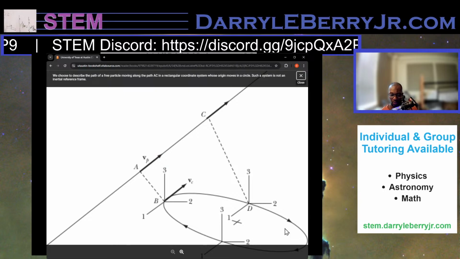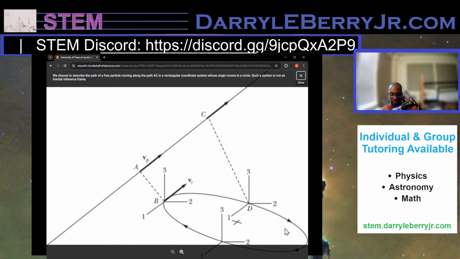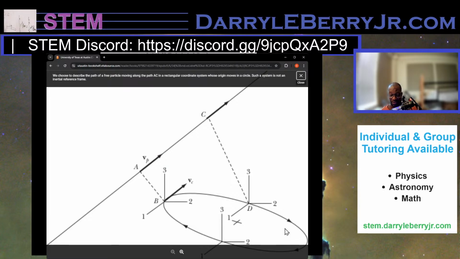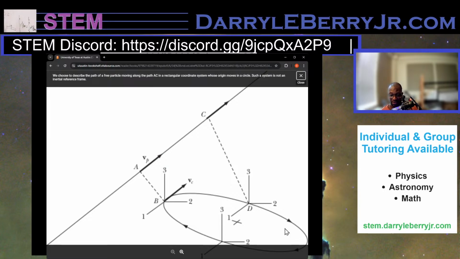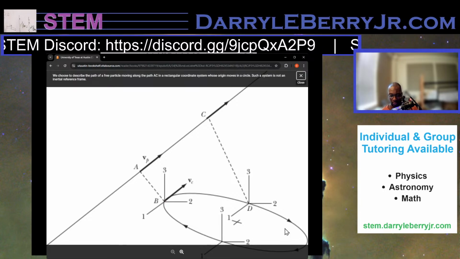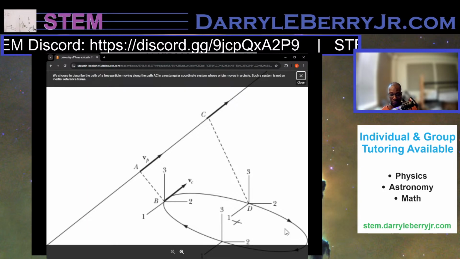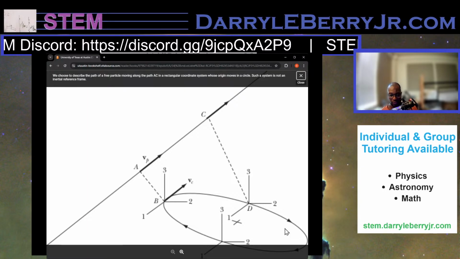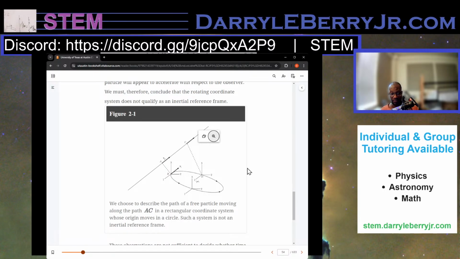So ironically, they're both going at constant speeds, but the change in direction at D causes it to seem like an acceleration. And technically, it is an acceleration because the velocity is changing direction, but the motion around the circle is at constant speed. So therefore, the reference frame at the bottom is not an inertial reference frame. And it is obviously accelerating.